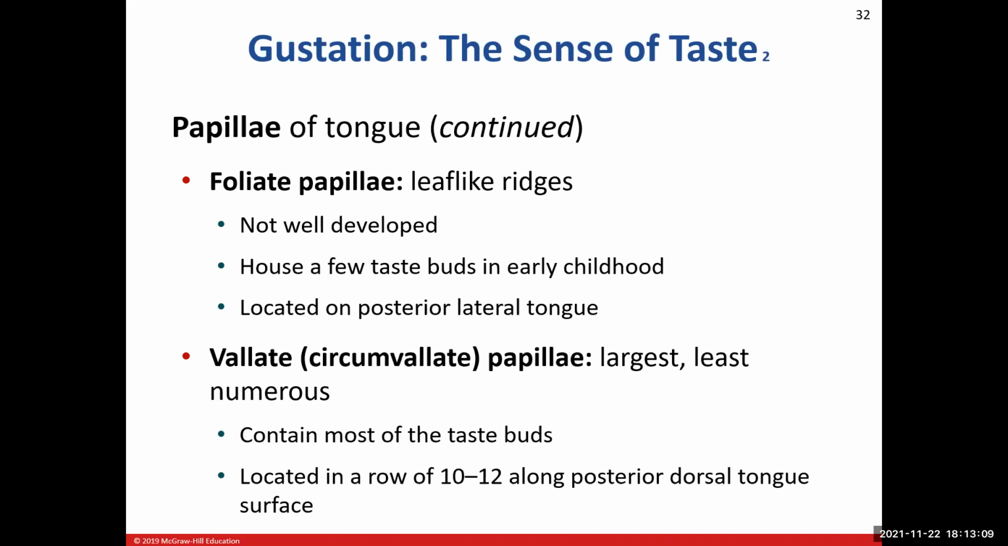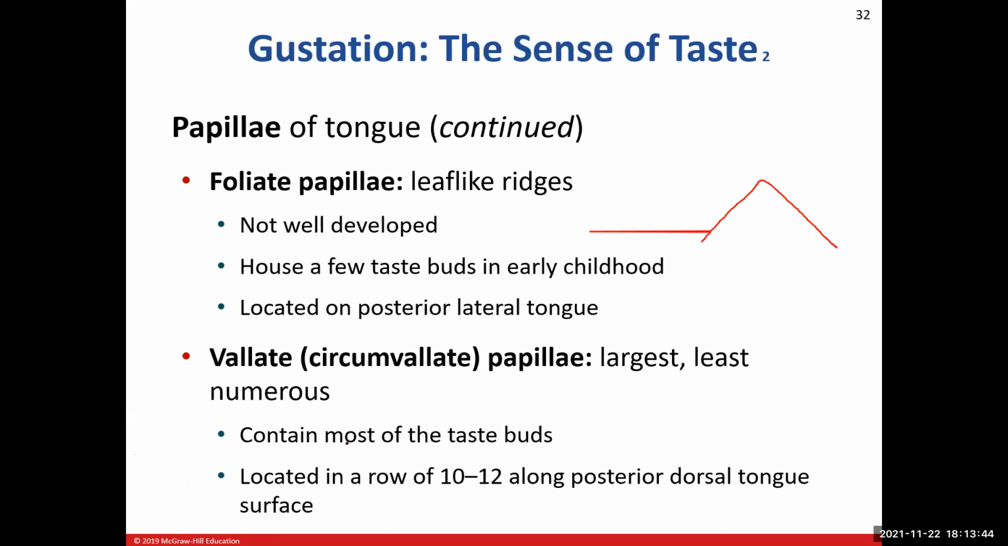Then finally, our last group of papillae, the vallate or the circumvallate papillae. If you're standing in the mirror and sticking out your tongue as far as you can, and you look back towards the base of your tongue, you can see these papillae there. They're actually in a V configuration on the posterior portion of your tongue. So that's an easy way to remember: V for vallate.